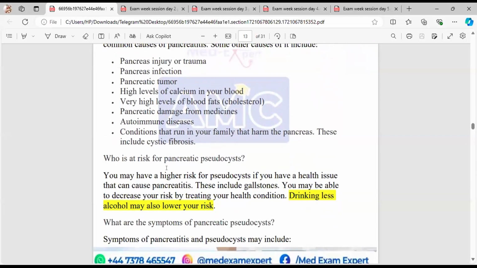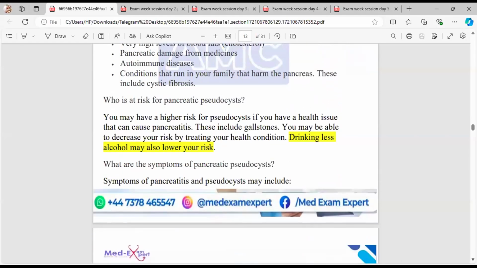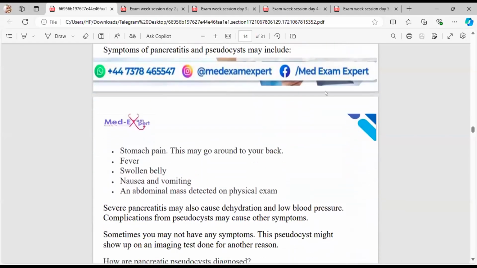Now, who is at risk for pancreatic cirrhosis? You may have a high risk if you have a health issue, and drinking less alcohol may also lower your risk. So alcohol is a very important point for this cirrhosis. Symptoms of pancreatitis and cirrhosis may include these symptoms. Maybe in the exam they give you the symptoms as well.